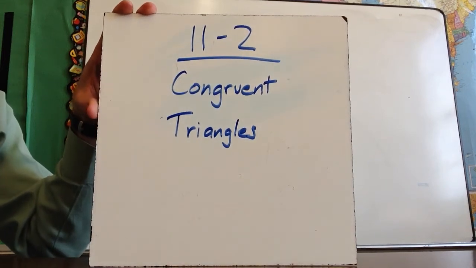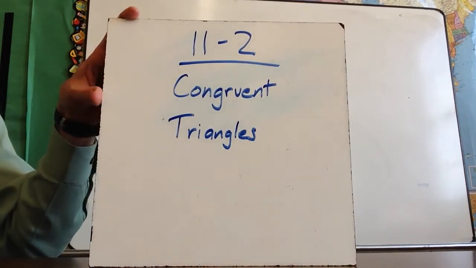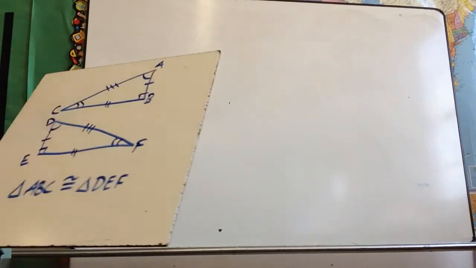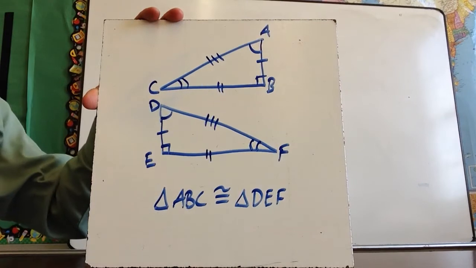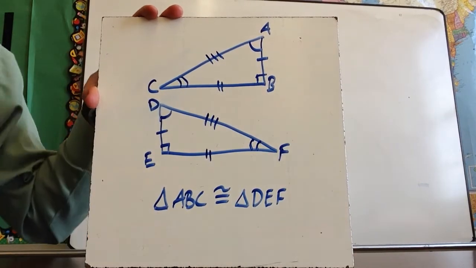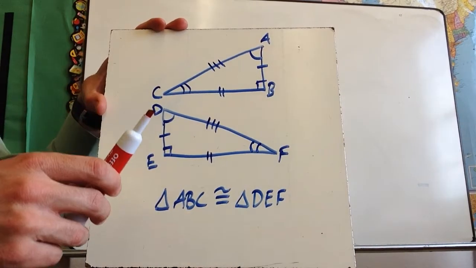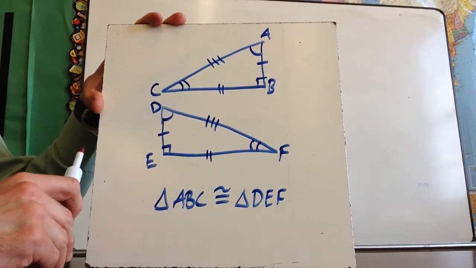This video will discuss chapter 11.2, congruent triangles. So we're going to start by talking about congruent parts of congruent triangles, or corresponding parts of congruent triangles, and making sure that we understand what corresponds to what.